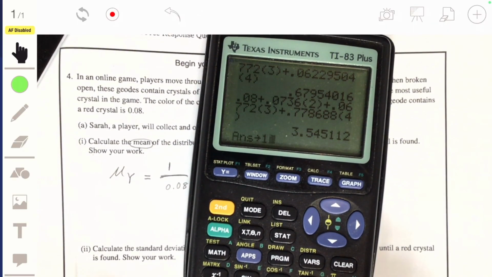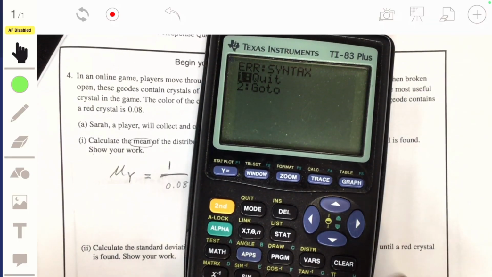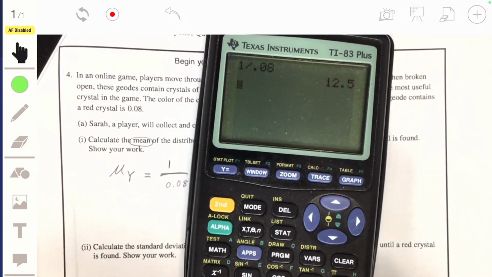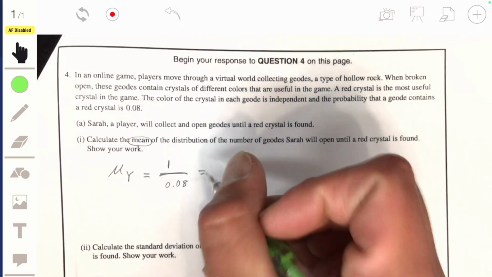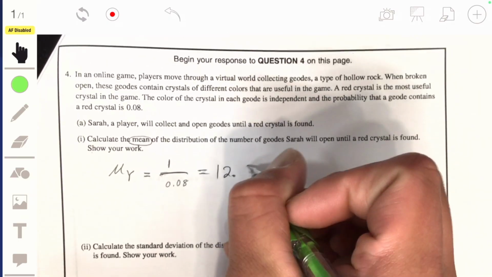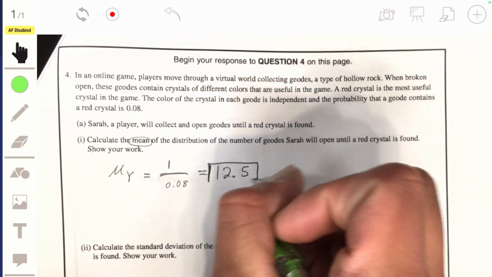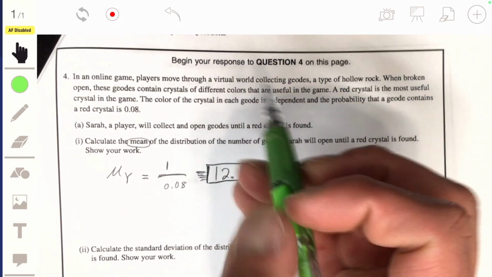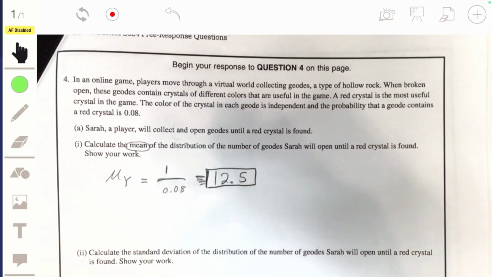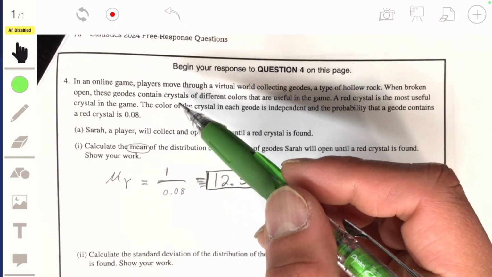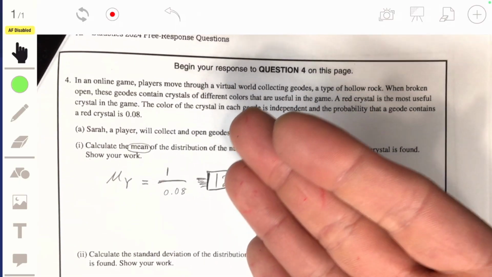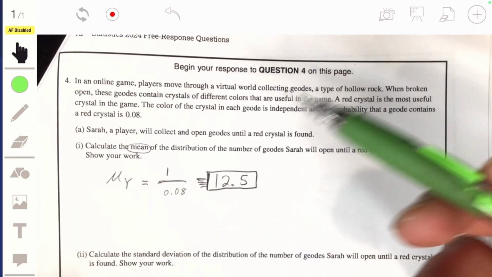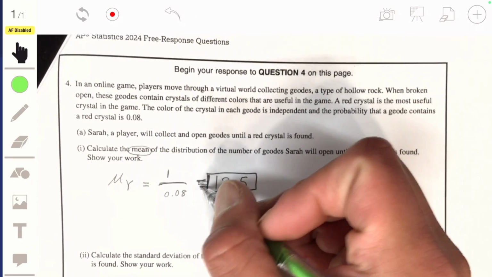Oh, what the heck? 12.5. And again, remember to always back your answers with logic. I mean to yourself at least, because if you have an 8% chance of drawing a red crystal, then you're basically thinking how many times we have to draw until you get a red crystal at 8%. How many 8% go into 100? And that's about 12, and that's 12.5.